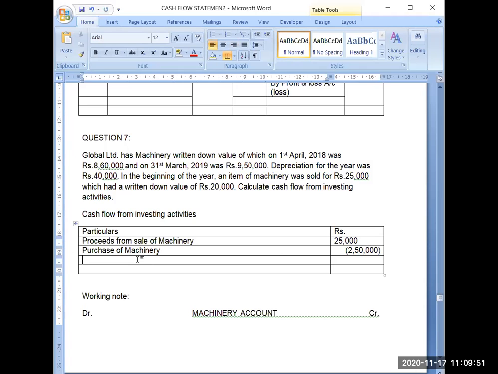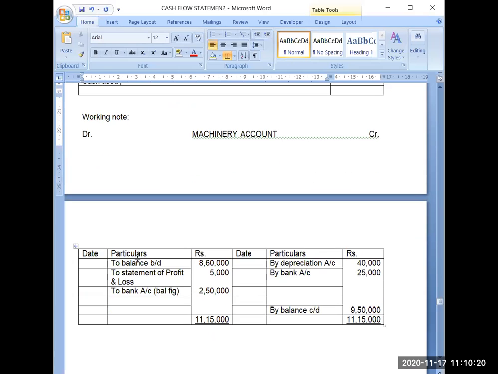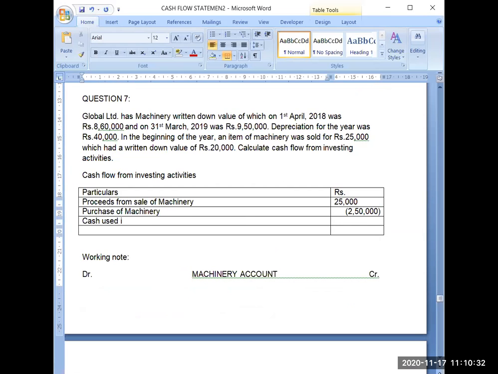Now out of this 2,50,000, we will deduct this 25,000. Because the cash used is more than the cash inflow, the answer will be cash used in investing activity.